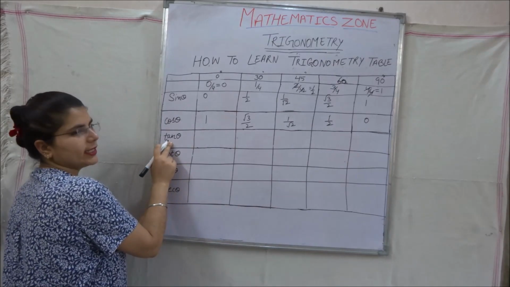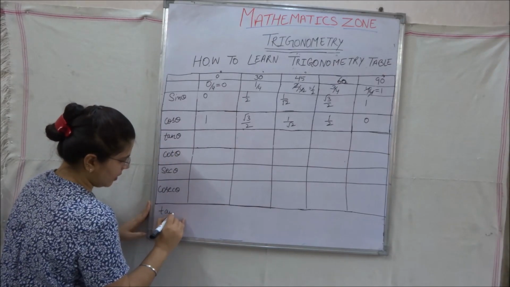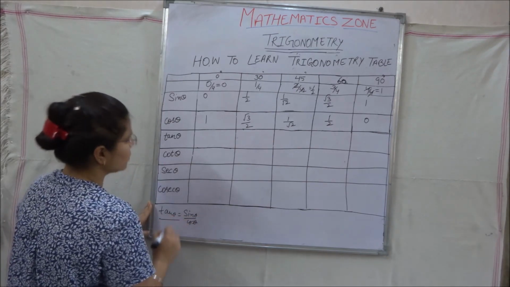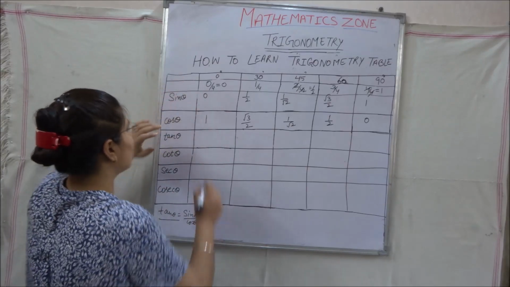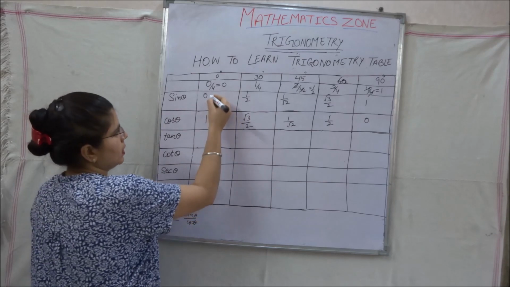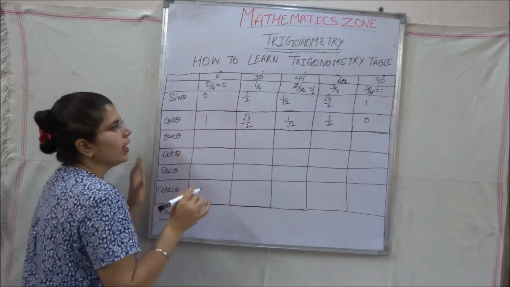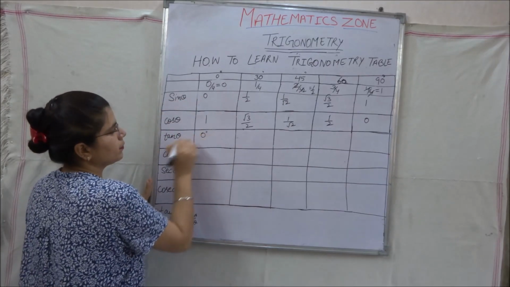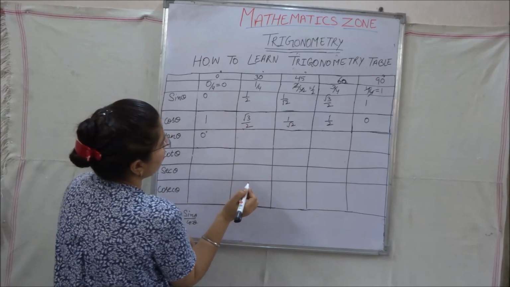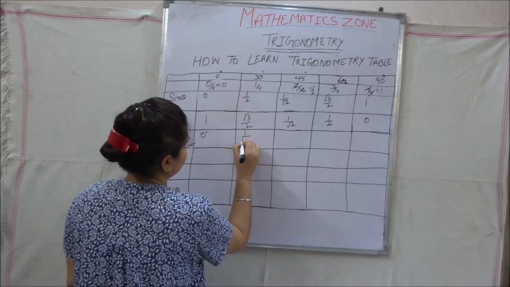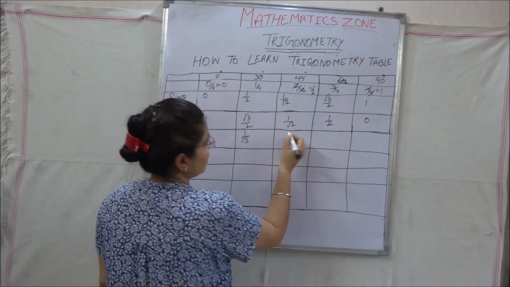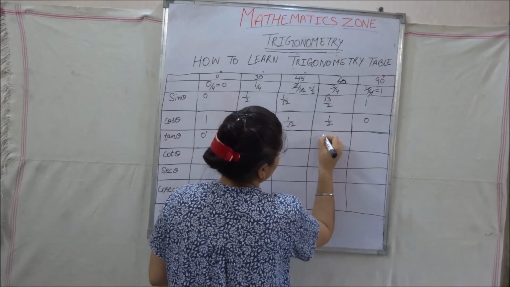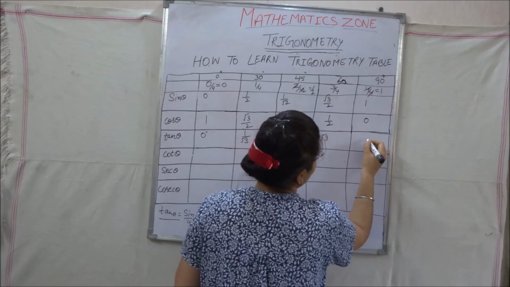Now for calculating tan theta, we have the formula: tan theta is equal to sin theta upon cos theta. So by using this formula, we just divide the two values of sin theta and cos theta at the various angles. 0 upon 1 is 0, so for 0 degree it is 0. 1 by 2 divided by root 3 upon 2 will be 1 by root 3. 1 by root 2 divided by 1 by root 2 is 1. Root 3 by 2 divided by 1 by 2 will be root 3. 1 upon 0 is not defined.